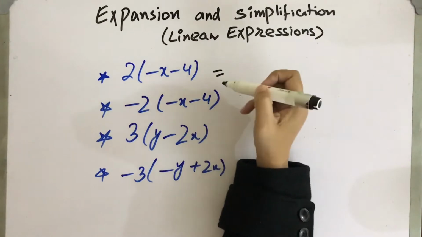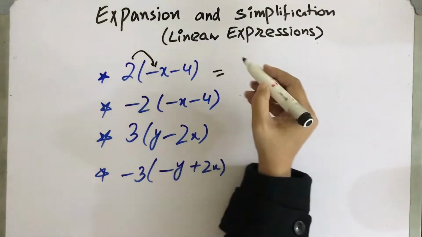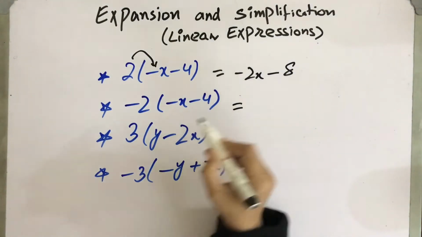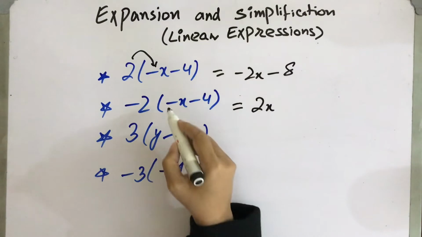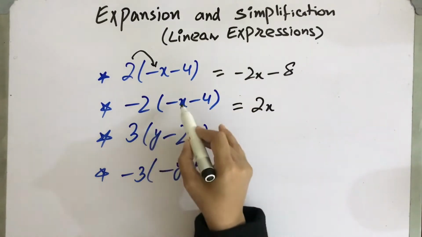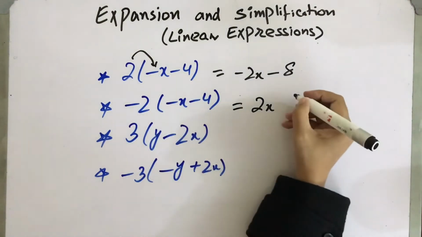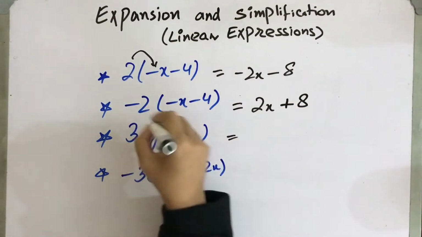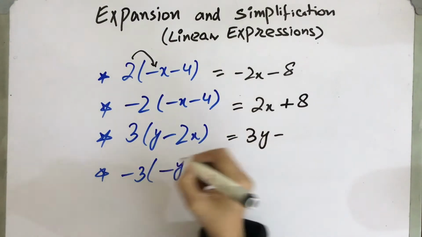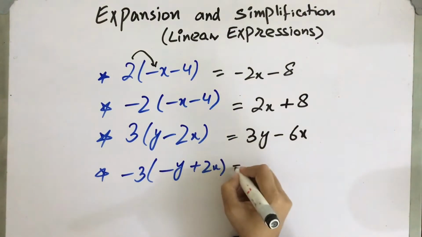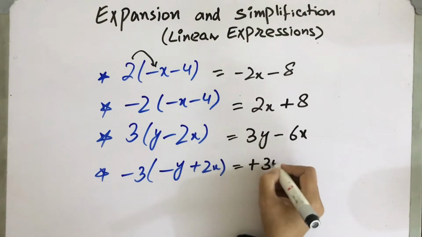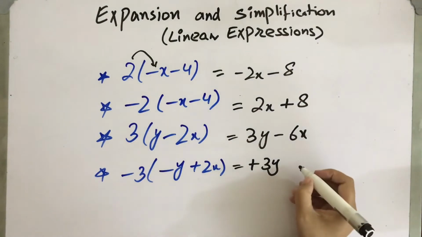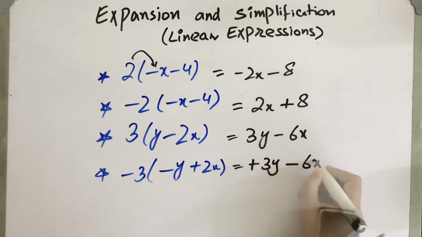2 bracket minus x minus 4, we shall multiply 2 with minus x, it will be minus 2x, and minus 2 4 times 8. If I open it, it will be positive 2x. Negative 2 signs will give me a positive sign. 2 multiply x is 2x. Negative 4 with negative 2 will give me positive 4 2 times 8. Here I shall have 3y minus 3 2 times 6x. Here I shall have minus plus 3y, or I can even write simply 3y, and negative sign with positive sign minus 3 2 times 6x.